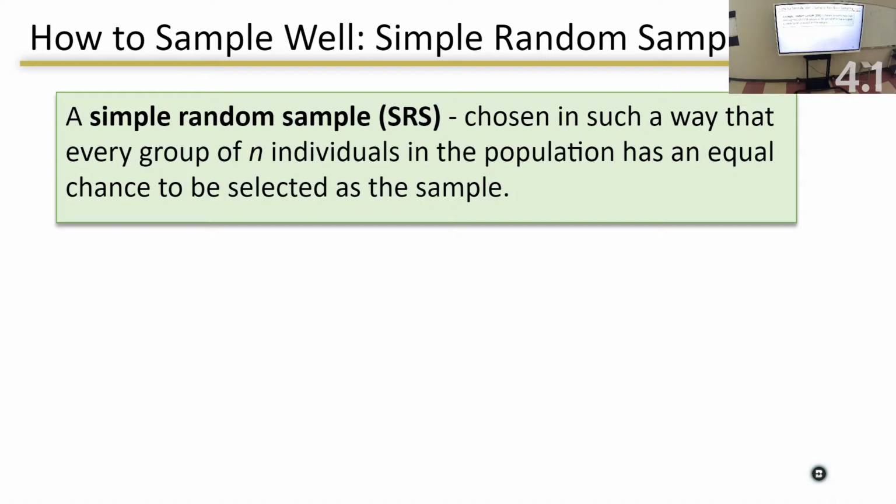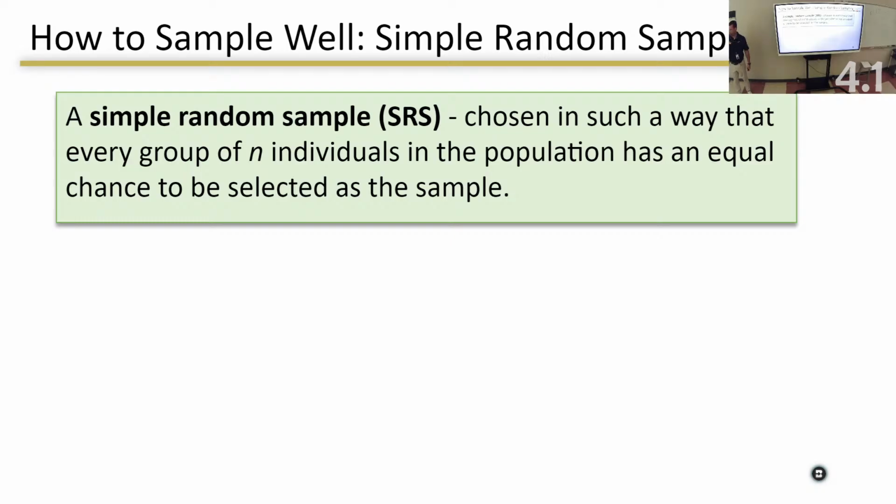Simple random sample. Every individual has an equal chance of being selected. According to AP, there's a bunch of ways to do this. The easiest ways are what I call the hat method, the random digit table, or the computer. But some way or another, you have to be random. You have no control over it. Using your finger and going up and down is not random.